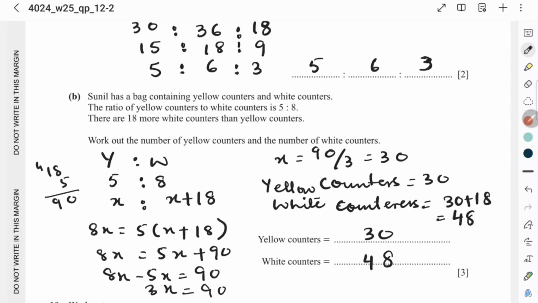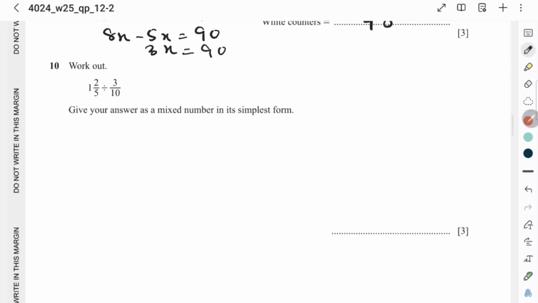All right. Now question number 10. Work out 1 whole 2 upon 5 divided by 3 upon 10. Give your answer as a mixed number in its simplest form. So 5 times 1 is 5 plus 2, 7 upon 5. Copy down the question again. 1 whole 2 over 5 divided by 3 over 10. 5 ones are 5, 6, 7, 7 upon 5. Divide by 3 upon 10.